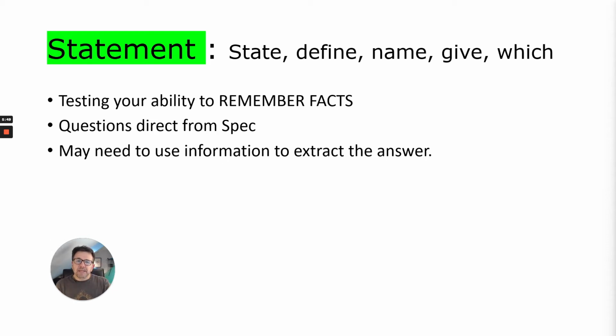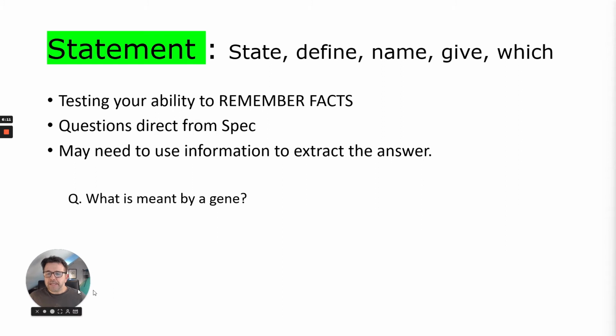So the specification that you, again, you should all know about in terms of what the main keywords are, what the main key processes are. But short questions, usually 1 or 2 marks. You may need to use information to extract the answer as well. So let's have a look at this example.